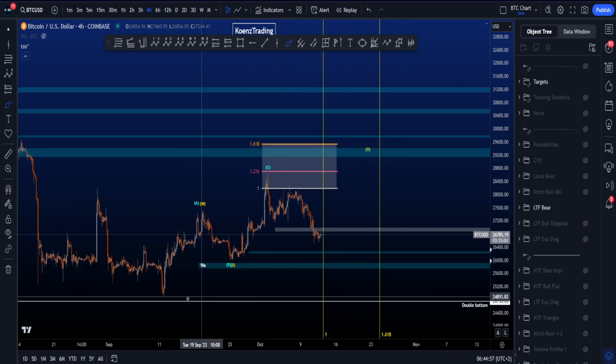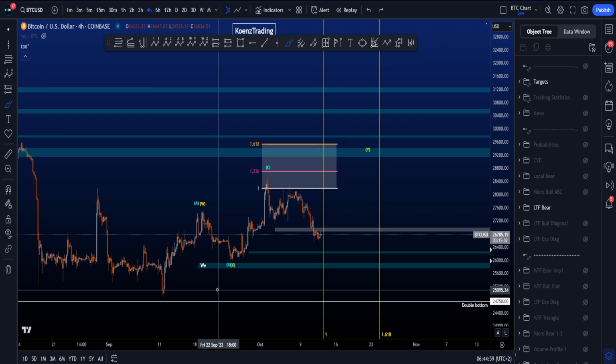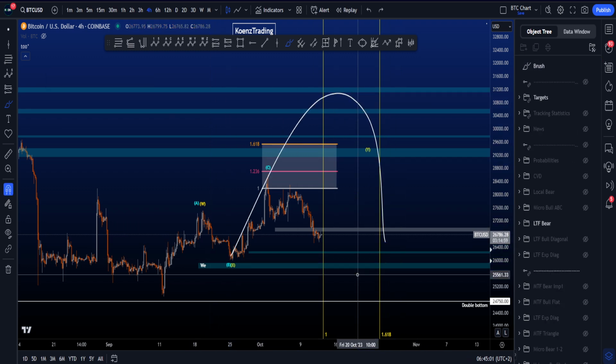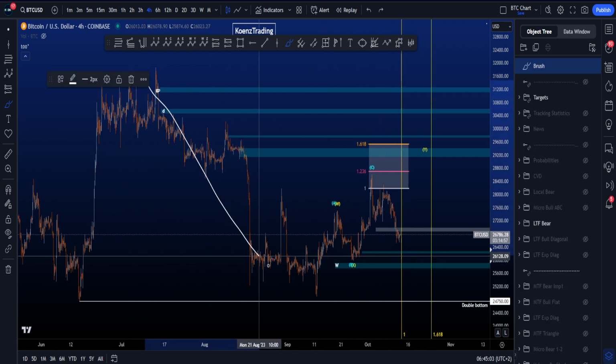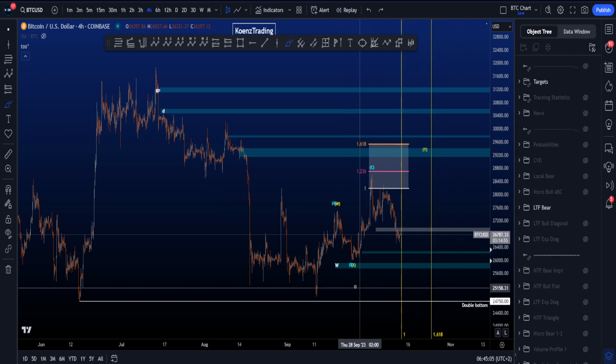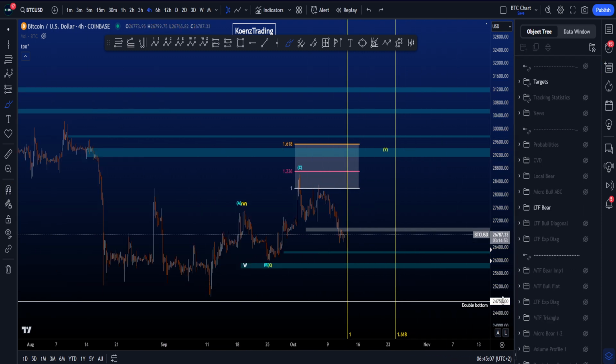Now, the more bearish scenario: this move to the upside is a retracement, after which we then expect continuation to the downside in a bigger 5-3-5 move to at least take the double bottom over here as well.